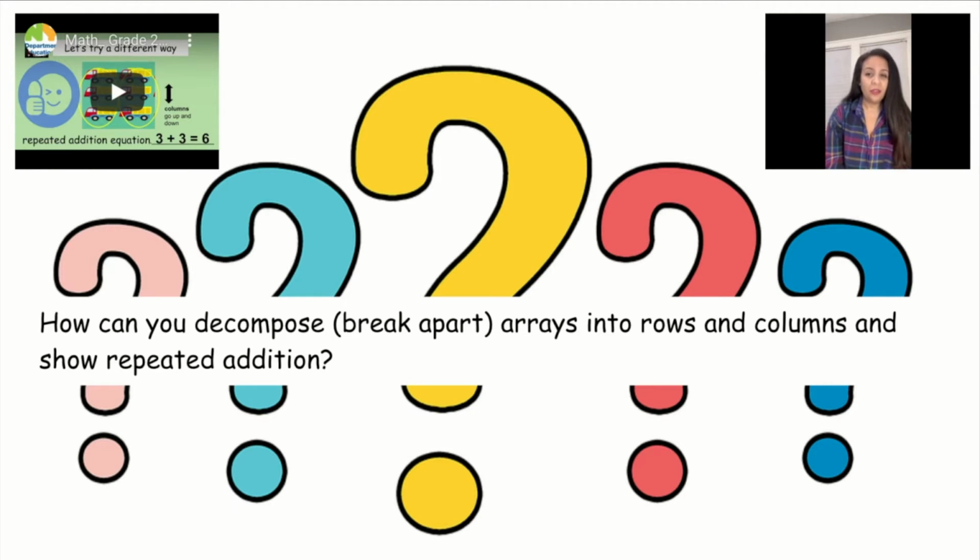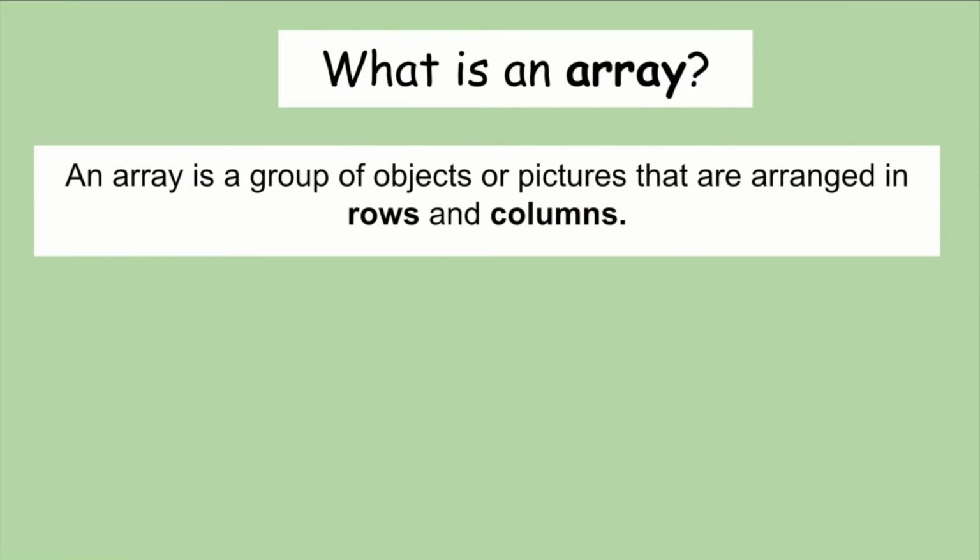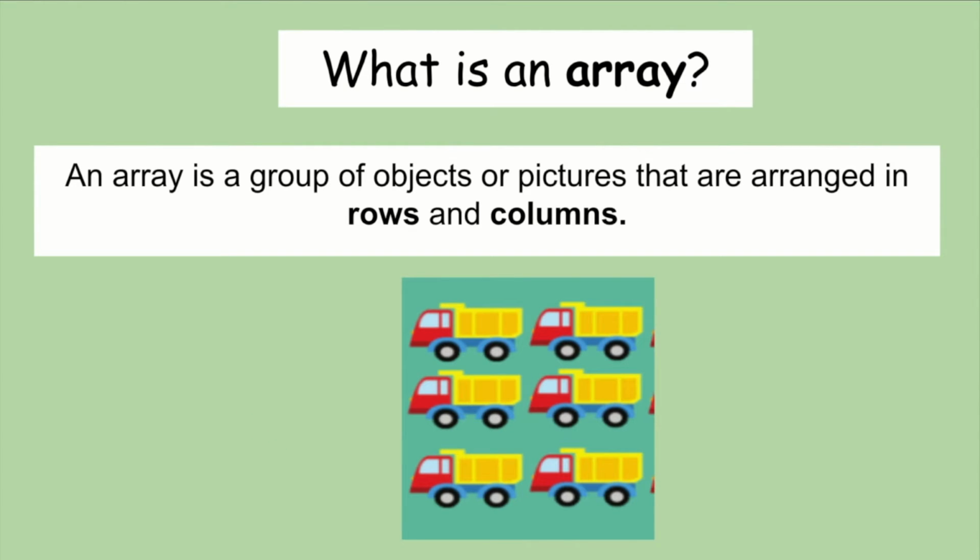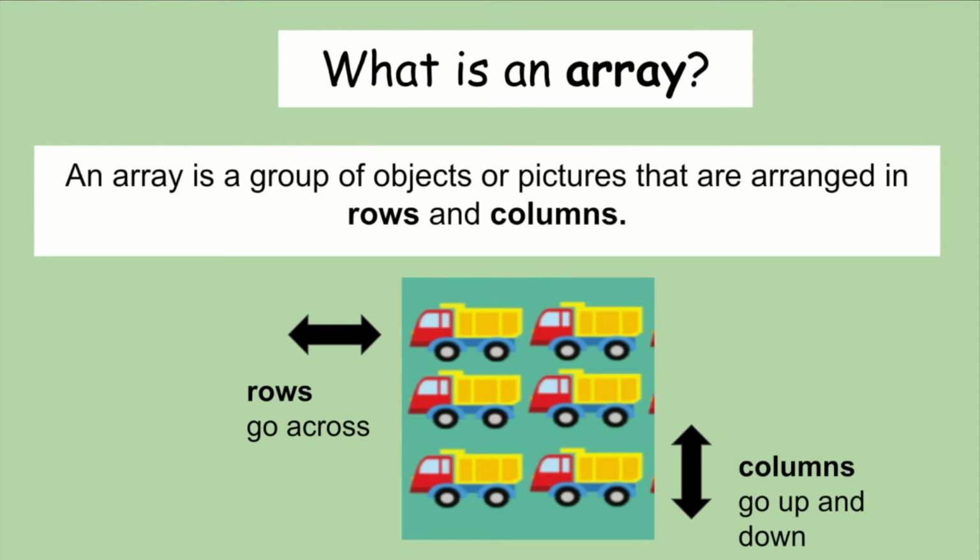The question that we're going to answer today is, how can you decompose, which is a college word for break apart, arrays into rows and columns and show repeated addition? Before we begin answering that question, we need to quickly review what an array is. An array is a group of objects or pictures that are arranged in rows and columns. Let's look at this array. Rows go side to side, and columns go up and down. How do you know which of these to look at when you're writing your repeated addition equation?